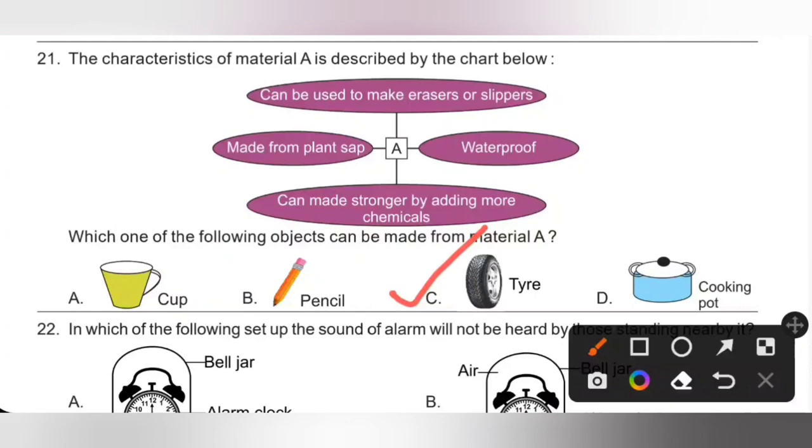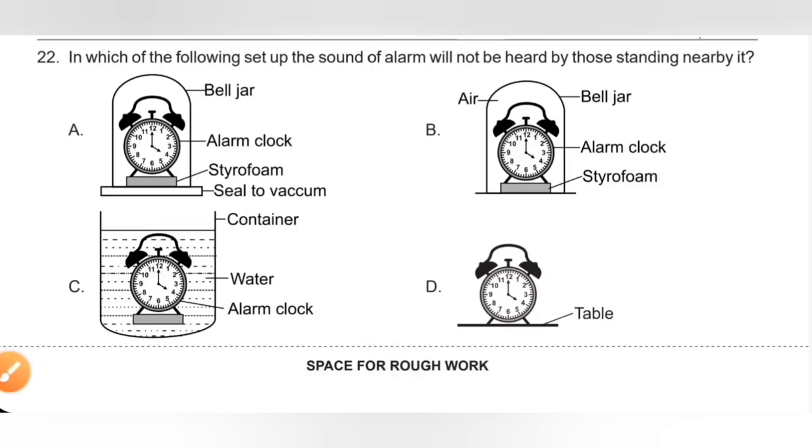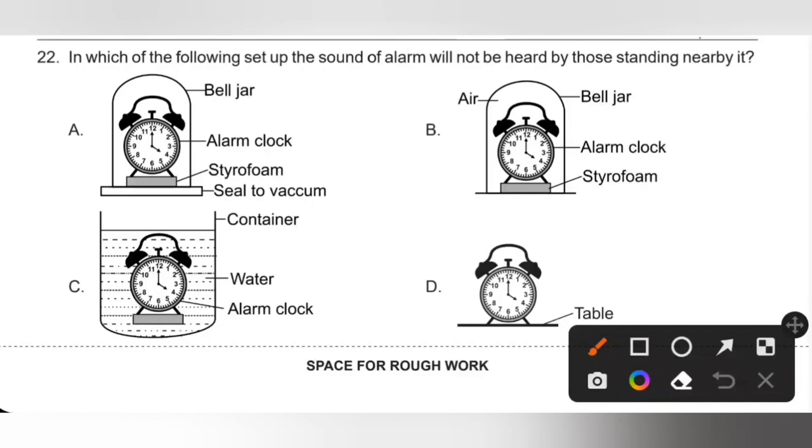22. In which of the following setup, the sound of alarm will not be heard by those standing nearby it? So please pause the video and please check the given images. So sound need medium to travel, that is either solid, liquid or air to travel. So sound cannot travel in vacuum. So in option A, the arrangement is sealed to vacuum. So in option A, sound cannot be heard by those standing nearby it. So option A is the correct answer. Option A.